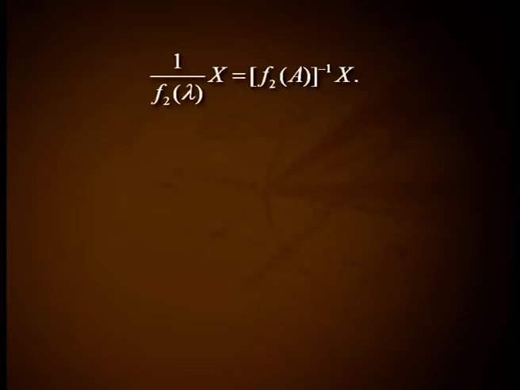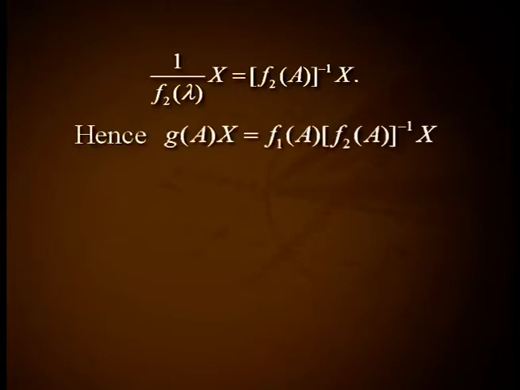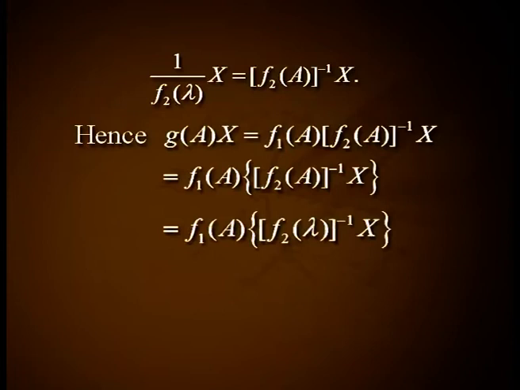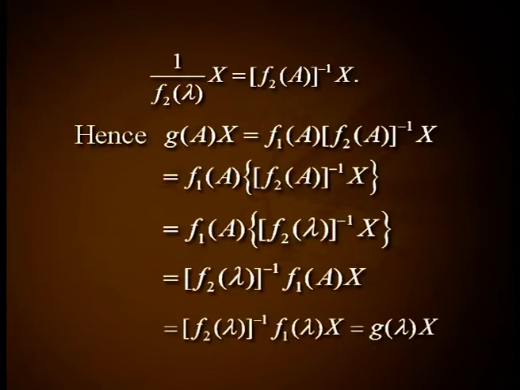From equation 9, 1 by f2 of lambda into x equal to f2 of A inverse into x. Hence, g of A into x equal to f1 of A into f2 of A inverse into x, which is equal to f1 of A into f2 of lambda inverse into x, which is equal to f2 of lambda inverse into f1 of A into x, which is equal to f2 of lambda inverse into f1 of lambda into x, which is equal to g of lambda into x. Hence, x is a characteristic vector corresponding to the characteristic root g of lambda of the matrix g of A.